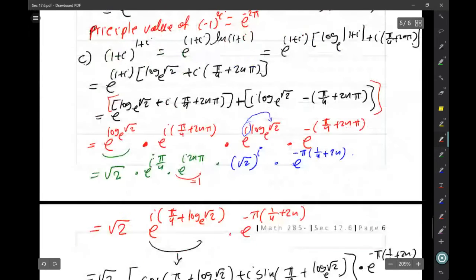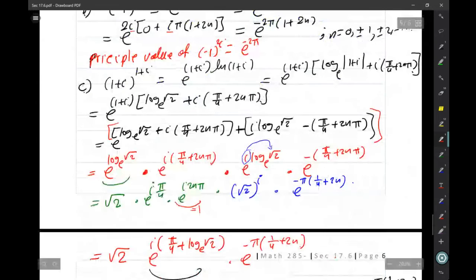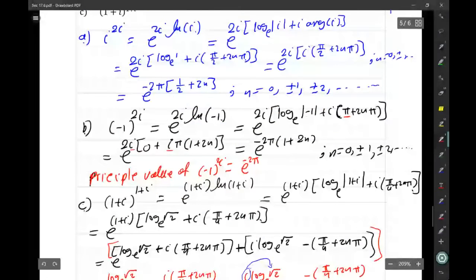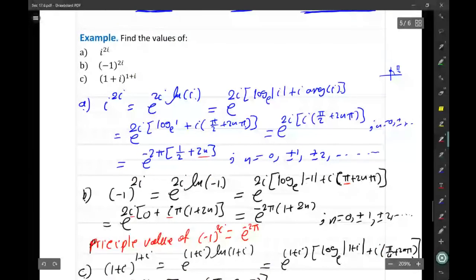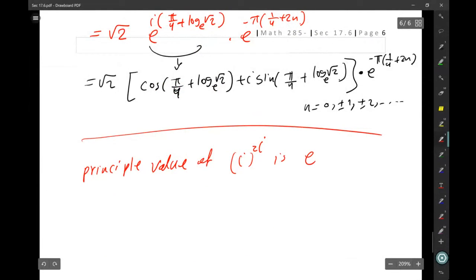Now i to the power 2i. When we take n equal to 0 here, it will be minus pi over 2, divided by 2, which is e to the power minus pi only.